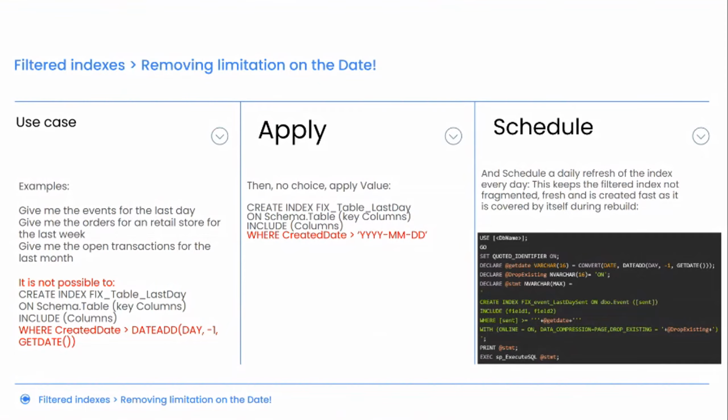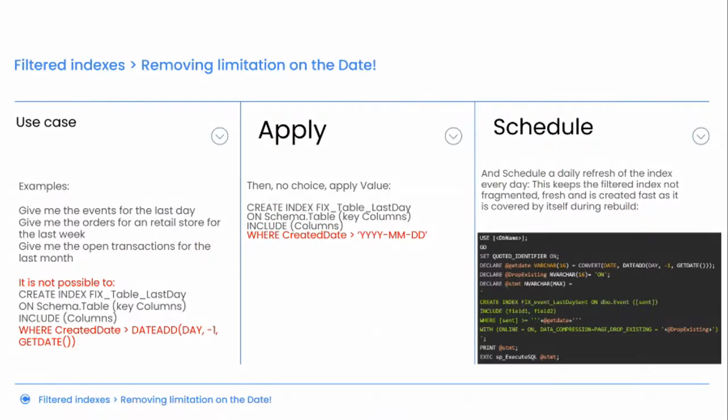You cannot do CREATE INDEX WHERE created date greater than DATEADD(day, -1, GETDATE()), which is exactly what you want, but you can't because it has to be deterministic. It has to be a value. So how to remove this limitation? You have no choice. You have to apply a date.